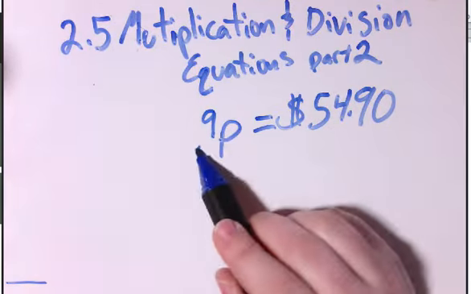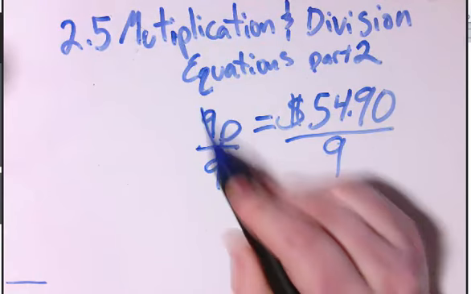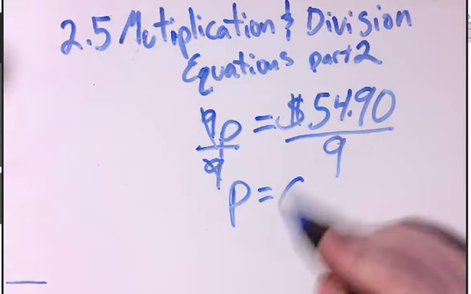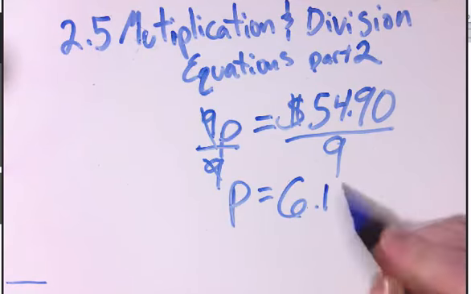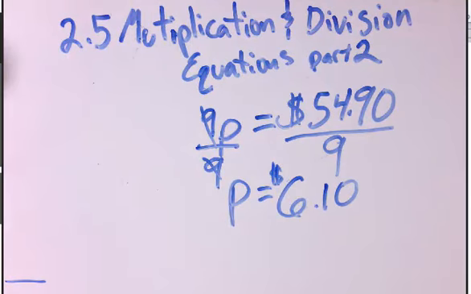So then here, just like we did before, divide each side by 9. This is going to give us P is equal to $6.10. So each towel cost her $6.10.